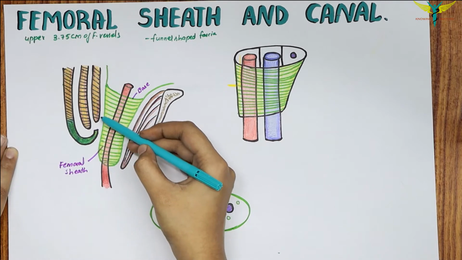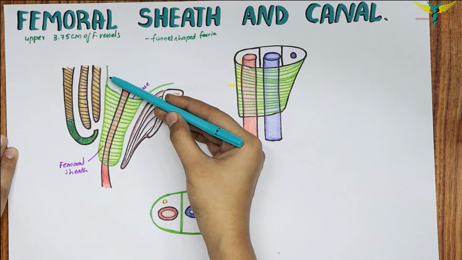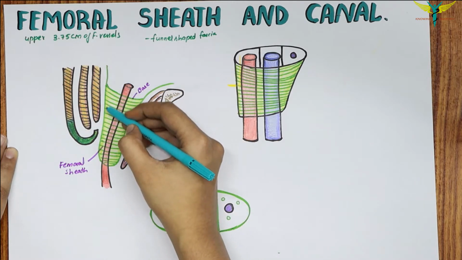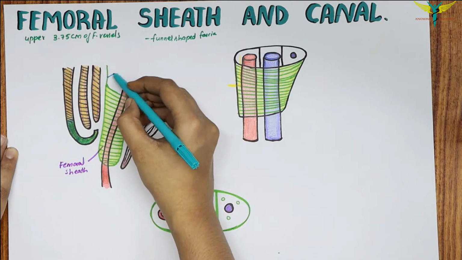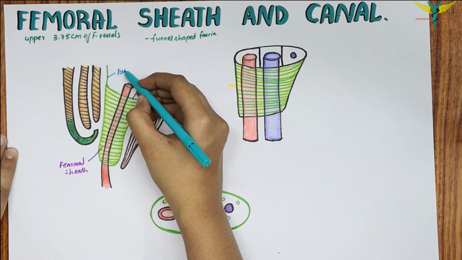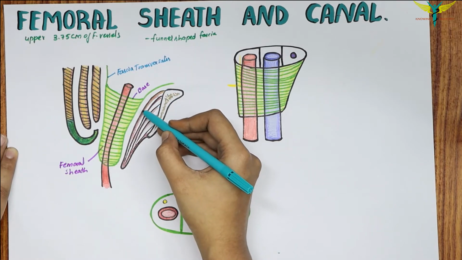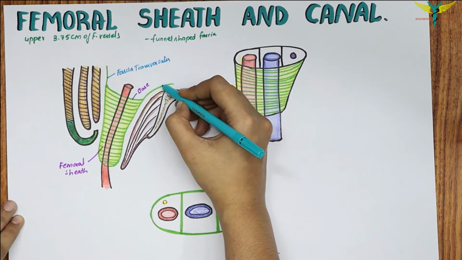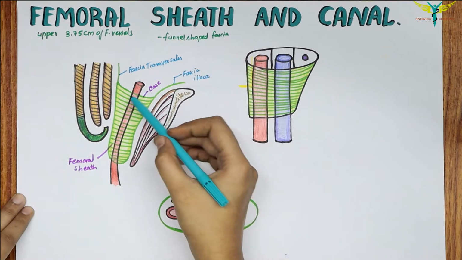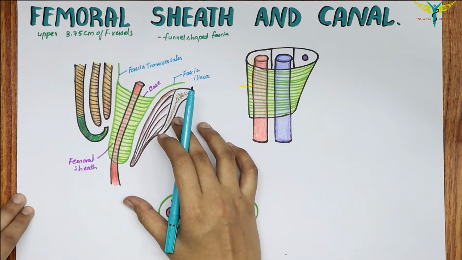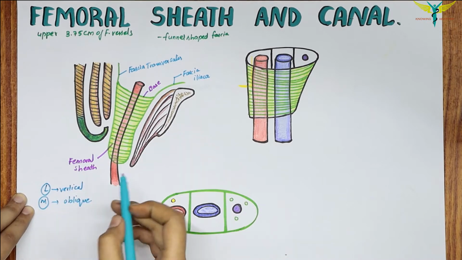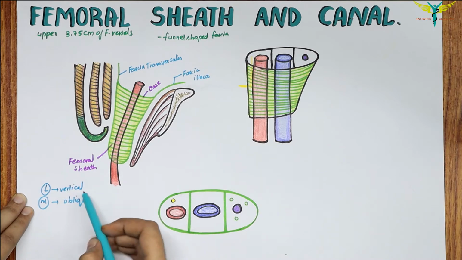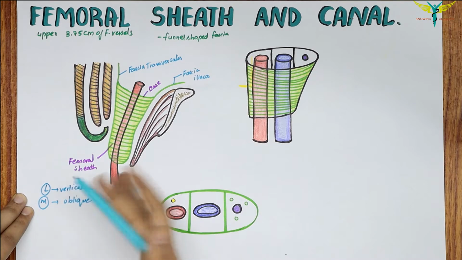The anterior wall of the femoral sheath is formed by the downward prolongation of the fascia transversalis. So this is the anterior wall, and it is the fascia transversalis. The posterior wall is formed by the downward prolongation of the fascia iliaca. So this is the fascia iliaca. The femoral sheath is not symmetrical. So the lateral wall is vertical and the medial wall is oblique, and it is directed downwards and laterally.